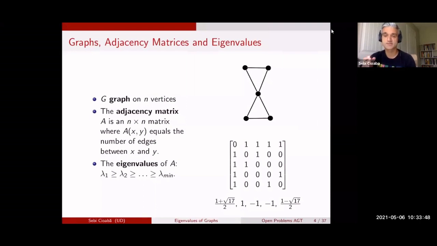So yeah, joking aside, I'll talk about eigenvalues of graphs, and I will focus on the eigenvalues of the adjacency matrix. As everybody knows, if you have a graph on n vertices, you can associate an adjacency matrix where the rows and columns are indexed by the vertices of the graph. In the entry corresponding to row X and column Y, you put the number of edges between X and Y. Because the graph is undirected, this matrix is symmetric. Its eigenvalues are real, and I'll denote them by lambda one, lambda two, through lambda min. For this friendship graph, or bow tie graph, with two triangles sharing a vertex, that's an adjacency matrix, and those are the eigenvalues.